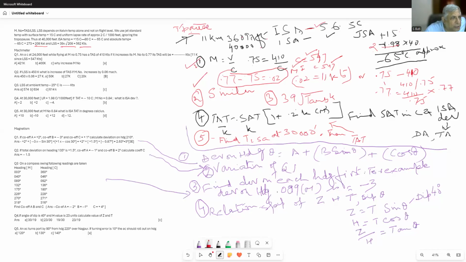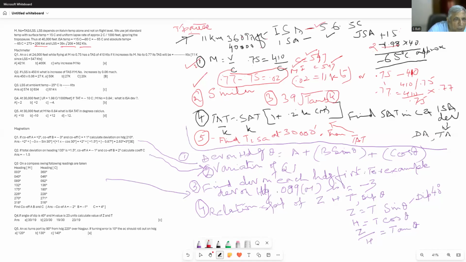Question number 3, ambient temperature is given to you. And he says, find out the true airspeed, find out the local speed, the value of C. Temperature is given to you, 39 times square root of the temperature. But remember, this temperature is in Kelvin. So don't forget to put this value in Kelvin and you will get the local speed of sound.